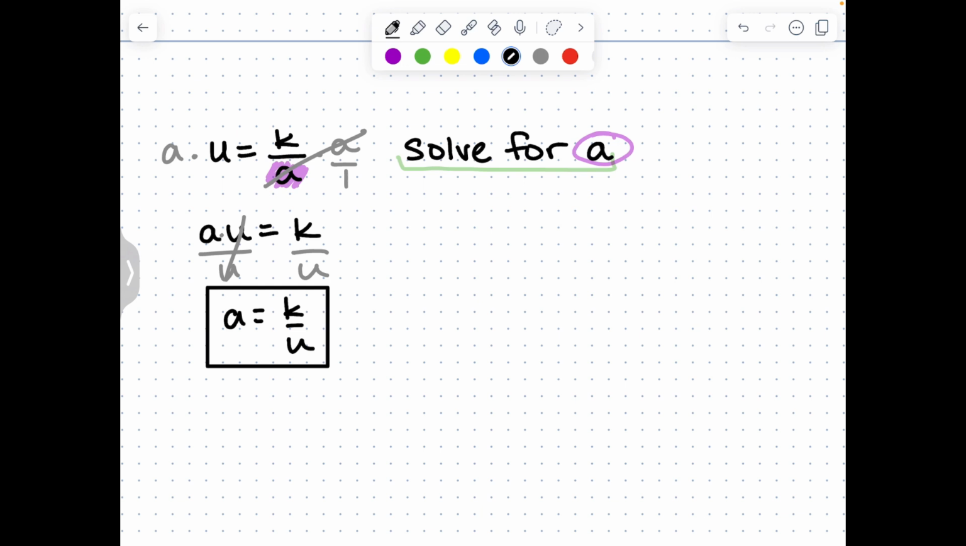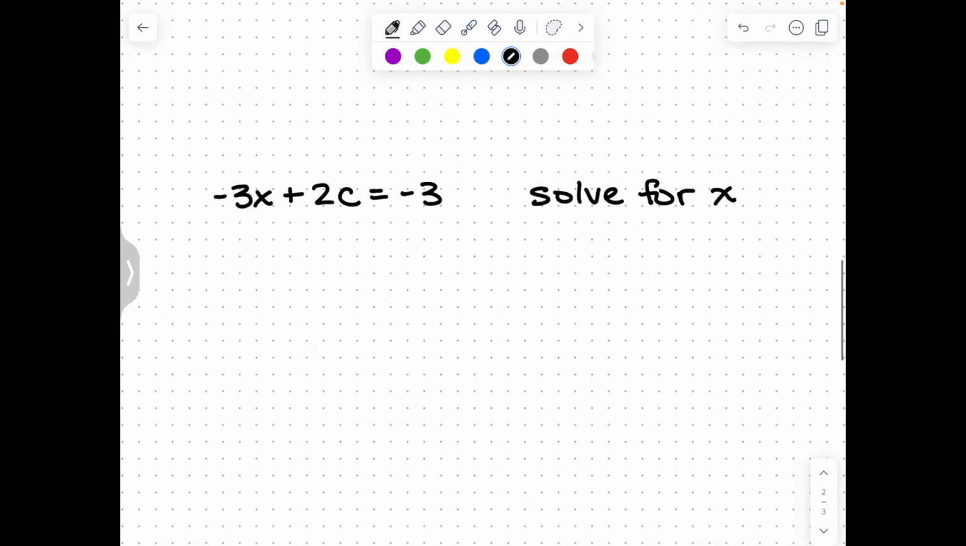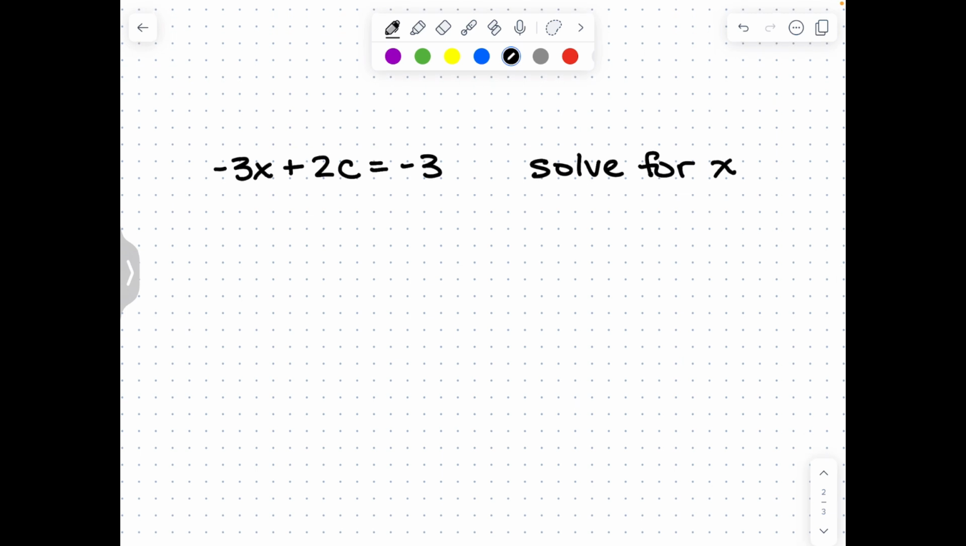Now these first two examples were completely letters. There were no numbers at all, but sometimes you will have numbers mixed in. So we're going to try this one. We do still have 2 letters, so this is still a literal equation. You would know one of these letters and then use it to find the other one. And we're going to try to solve for x.